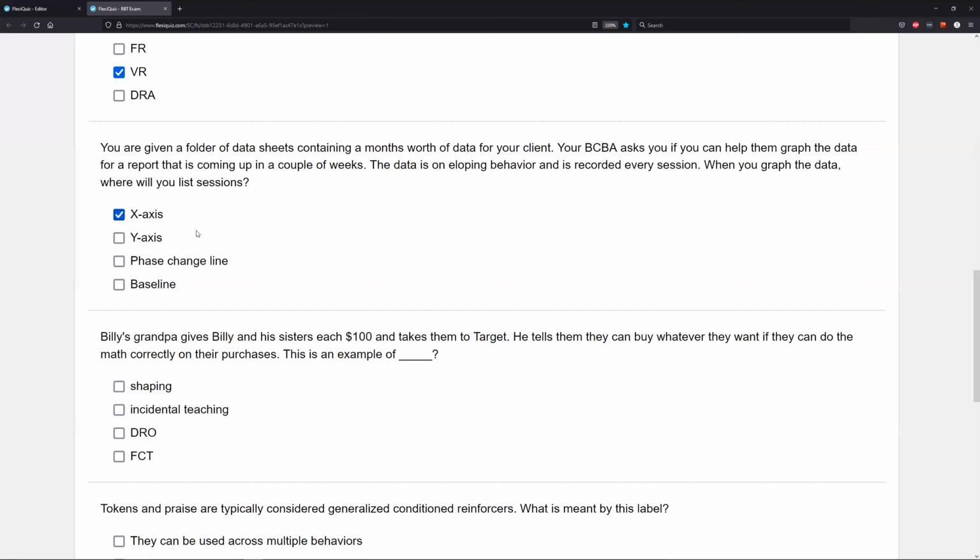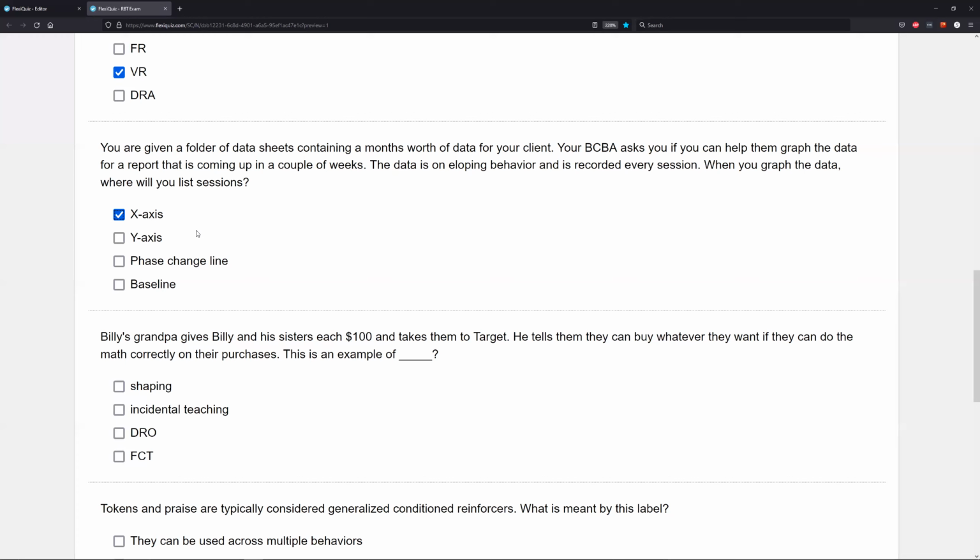Phase change line, does anything go on the phase change line? No, phase change line is just indicating, right? Something has changed in your intervention. And then baseline, what did we talk about baseline earlier? Baseline is simply the data we're taking before intervention starts.